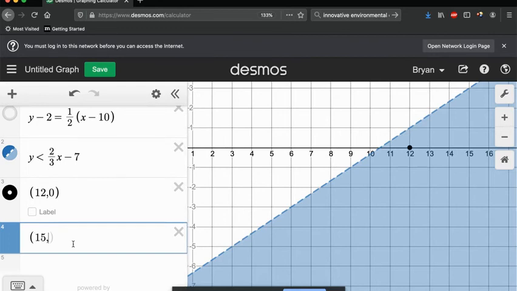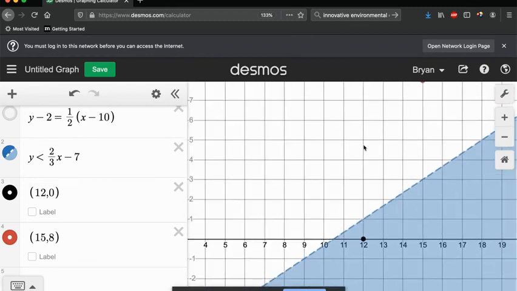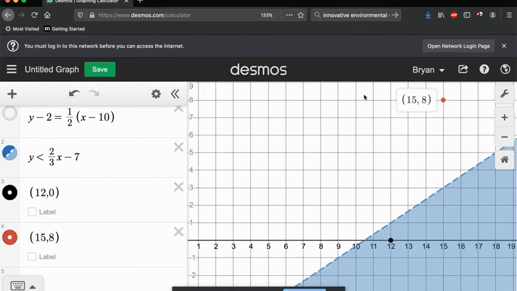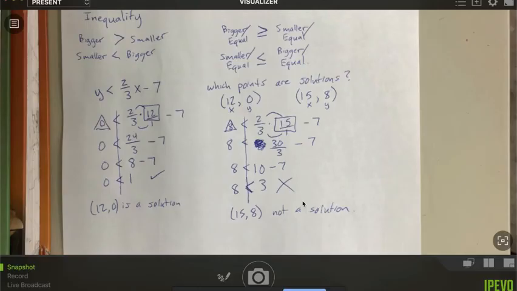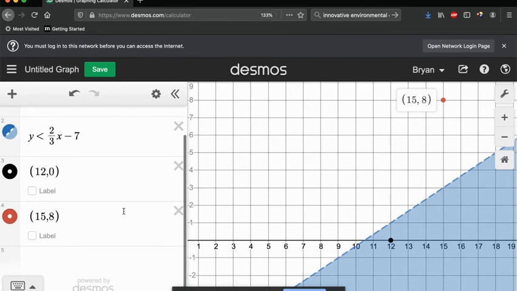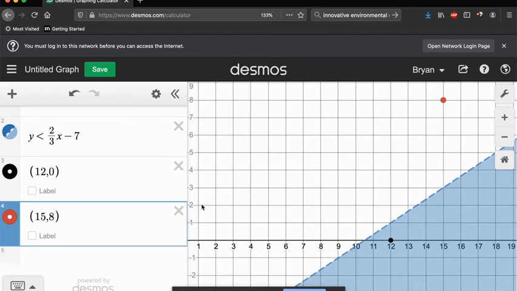Now, if we take a look, we said 15, 8 was the other one. Let's check out 15, 8. Notice how 15, 8 does not show up in the shaded area. It shows up in this unshaded space. And algebraically, it showed up as not being a solution because 8 is not less than 3. So with that said, notice how this line here is dashed. And let's say I take a point, let's say 15, 3. I'm going to change this to 15, 3.